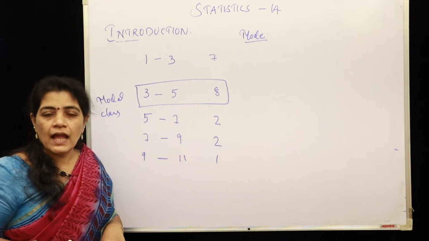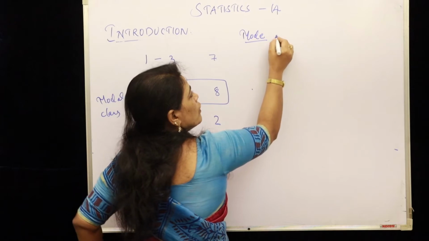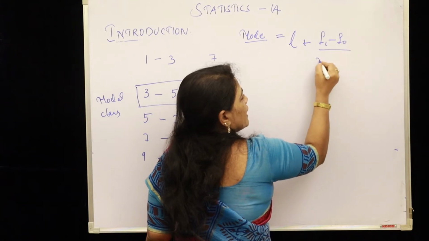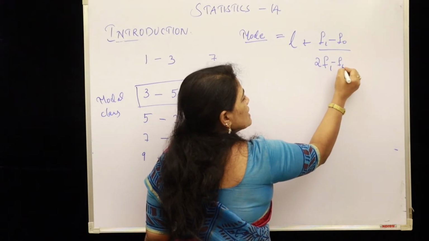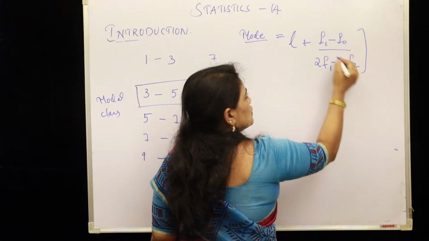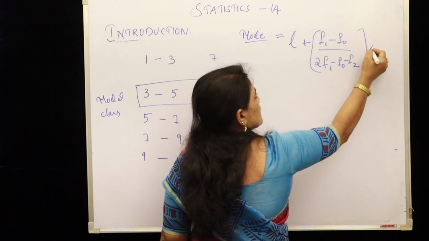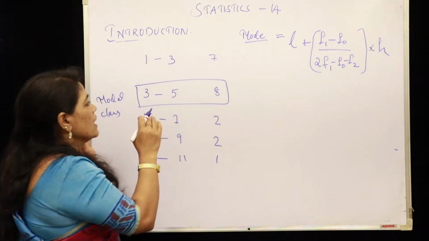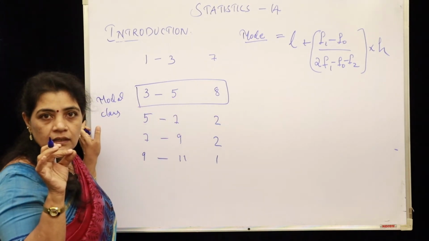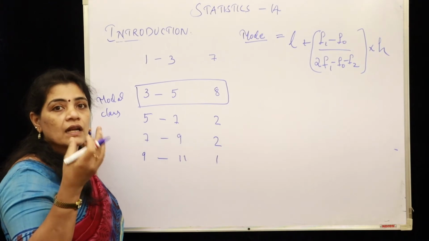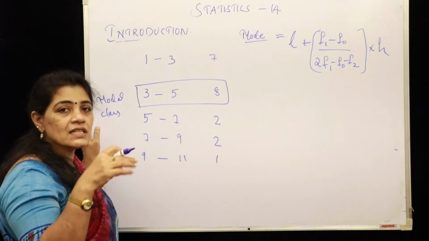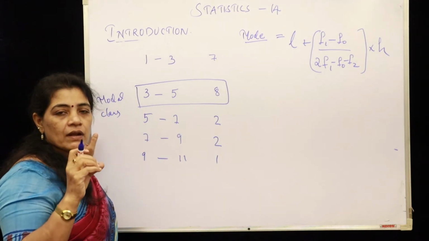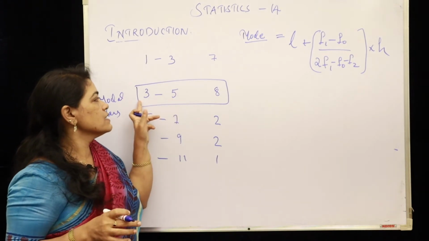Locate the modal class, and you can find the mode by using this formula: L plus (F1 minus F0) divided by (2F1 minus F0 minus F2), this is a single fraction, into H. And this H is nothing but the size of the class interval, that is class width. In the beginning of this video I told what class width is, represented by H, that is upper limit minus lower limit. We are dealing only with problems having the same class widths. So 5 minus 3 is 2.